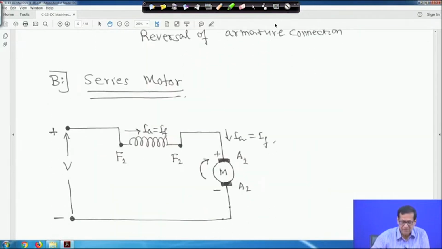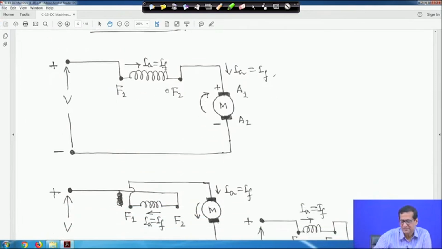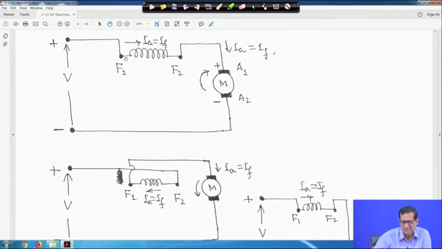So now for the series motor, here also F1 F2 is there, A1 A2 is there, and I is equal to the field current. Now for the series motor also, if you reverse the direction, this point is connected to F2 and this point is connected to F1, then the armature current to the field winding flows F1 to F2. Now if you interchange this, it will move F2 to F1.